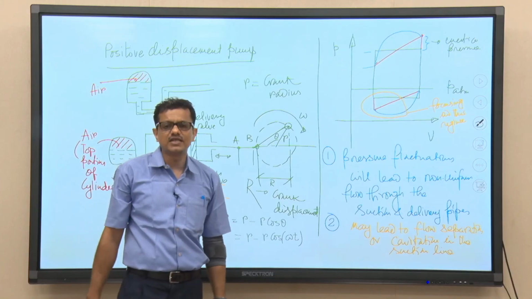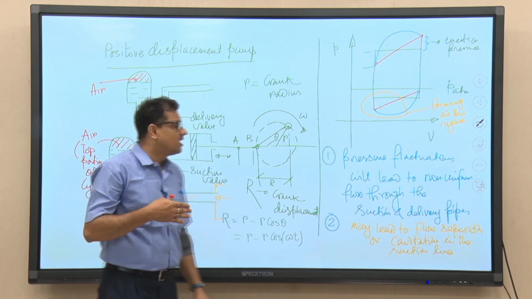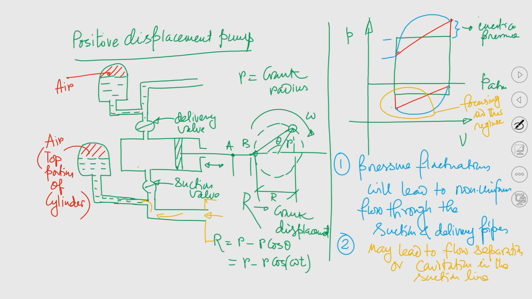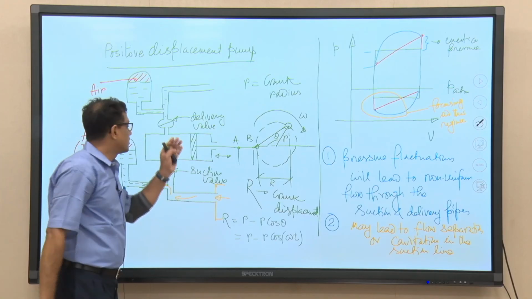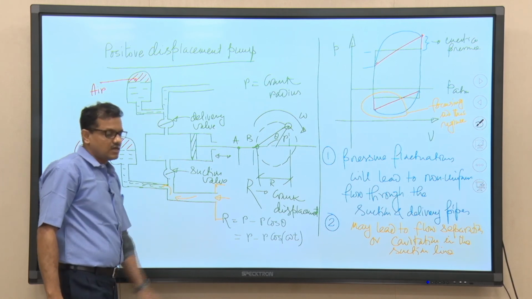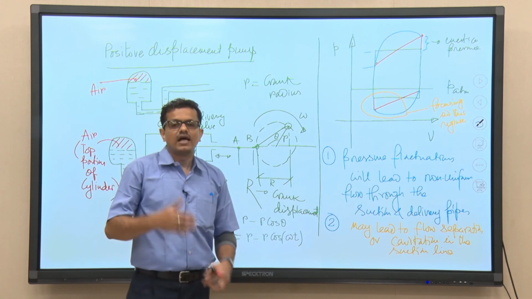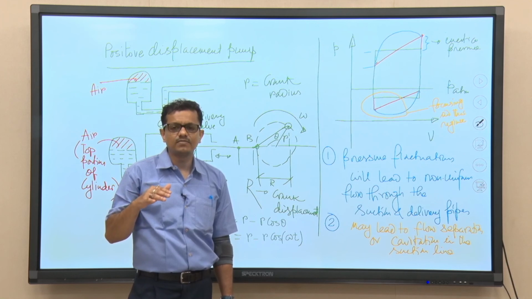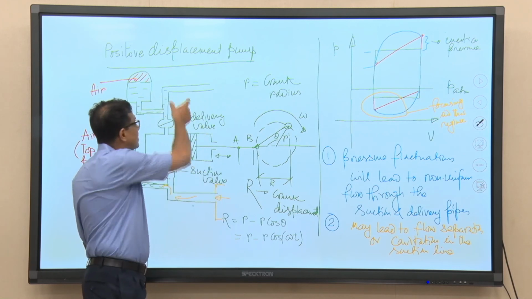So, this is the objective. Essentially you can understand the objective of having an air chamber, either in the suction line or in the delivery line. Sometimes air chambers are placed in both the suction line and the delivery line, but the sole objective of providing air chambers is to dampen out and have a uniform flow rate through the suction and delivery pipeline, to save the suction pipeline and delivery pipeline.